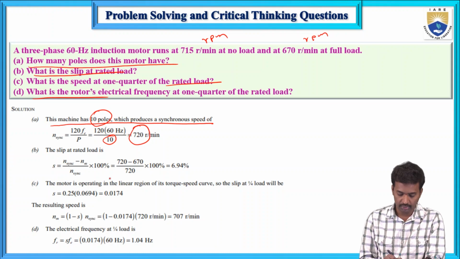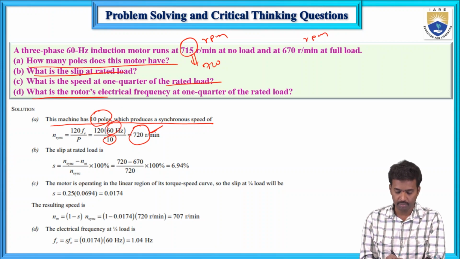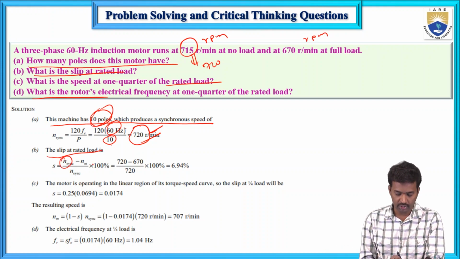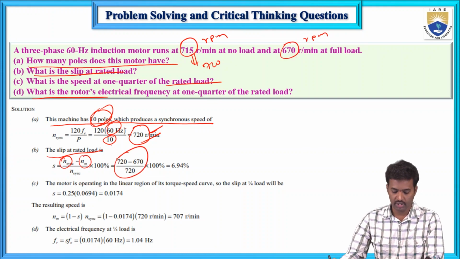So 720 here is the synchronous speed, and it comes from 120 f by P with 10 poles. And next, the slip value: NS is 720 and the rotor speed is 670. So here, 120 f by P.